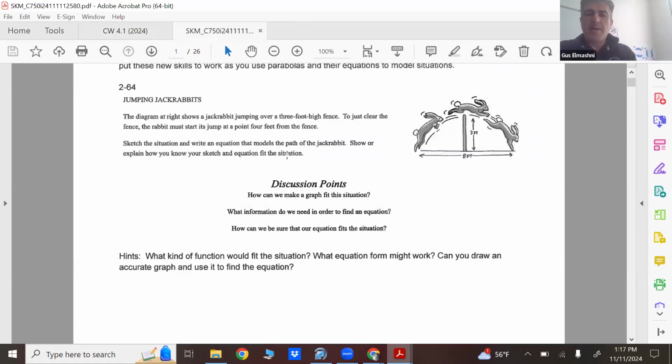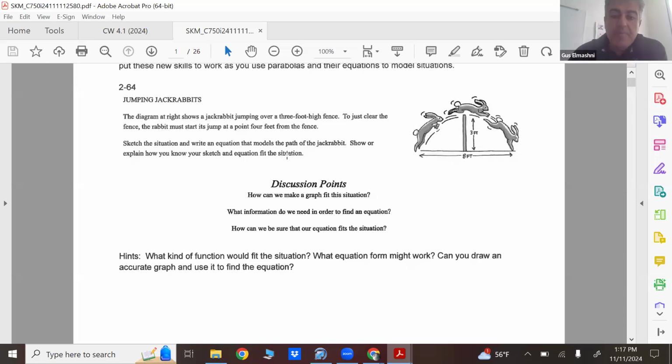So let's talk about this word problem 264. The diagram on the right shows a jackrabbit jumping over a 3-foot high fence. To just clear the fence, the rabbit must start its jump at a point 4 feet from the fence. Sketch the situation and write an equation that models the path of the jackrabbit. Show or explain how you know your sketch and equation fit the situation.